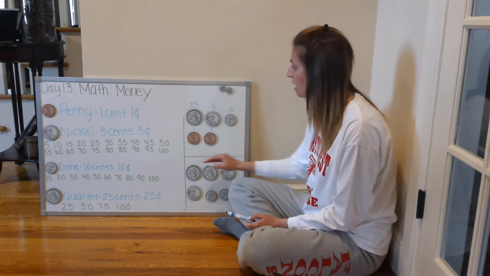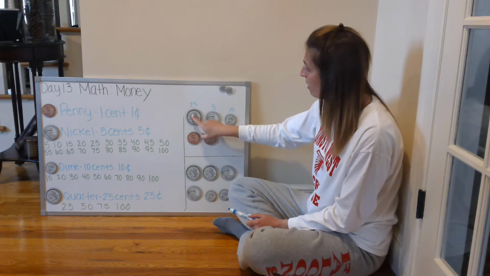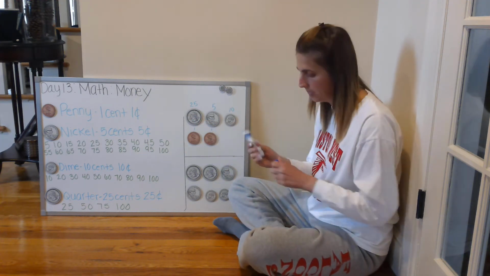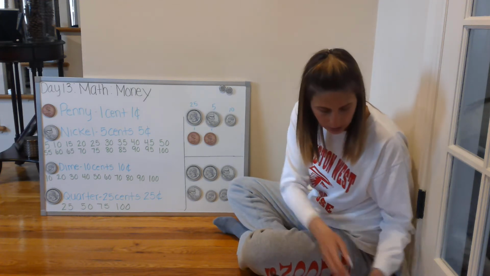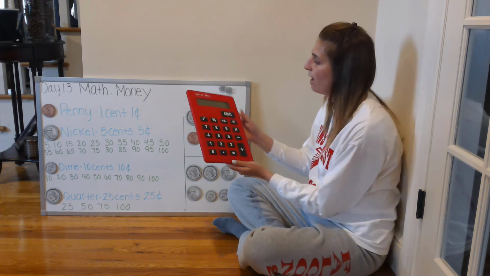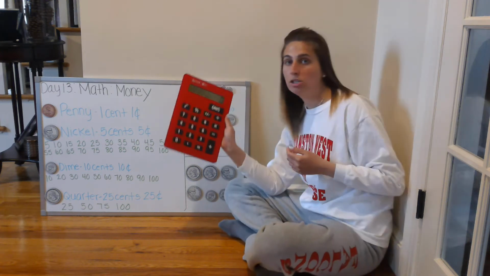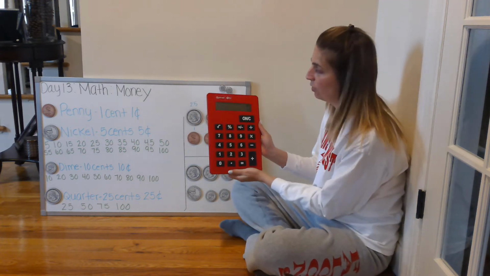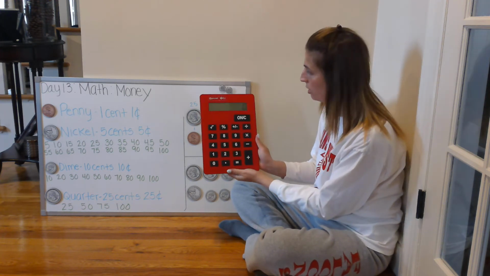Now we're going to calculate our total by adding 25 plus 5 plus 10 plus 1 plus 1. So I'm going to take out my calculator. If you don't have a calculator, there also could be one on your Chromebook or tablet, and also on a cell phone if your parents will let you use it.